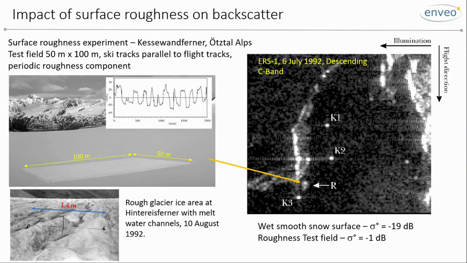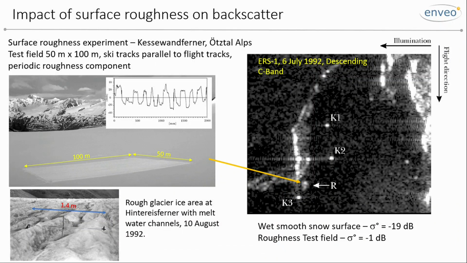Now, we talked about permittivity. So roughness is not changing. But everybody who goes skiing or out in the field knows that at the end of the melting season, the snow itself gets rougher. So the snowpack is retreating and we get some surface roughness. And this was a discussion actually, how big is the impact of the surface roughness, especially for wet snow. And we made an experiment on the glaciers during the ERS campaigns. So this is Kesselwandferner, 3,200 meters elevation.